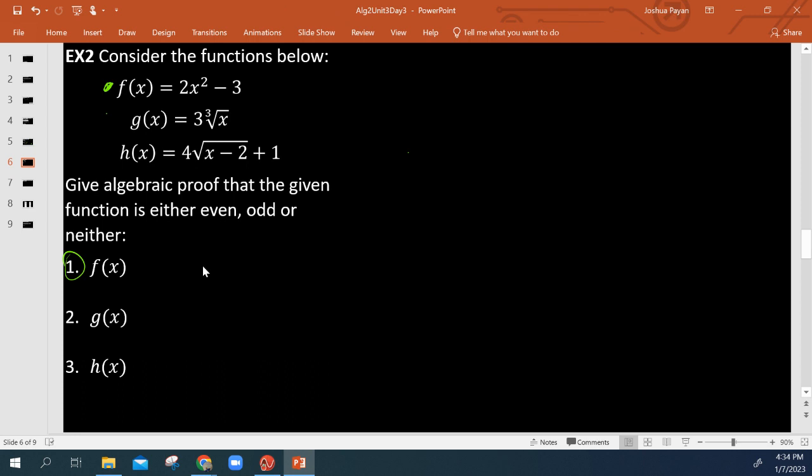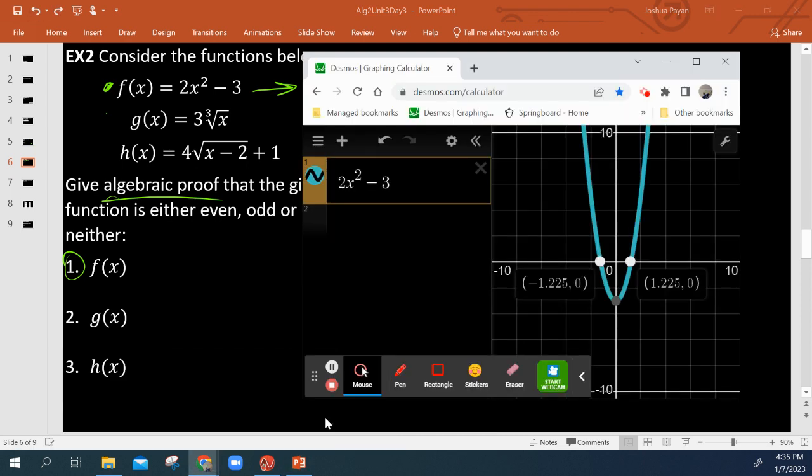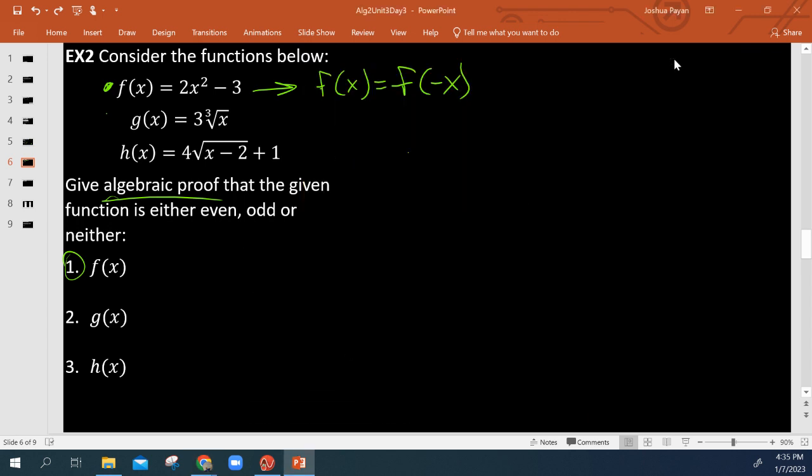But we're asked for algebraic proof, right? So that means if it's even, then f of x should be equal to f of negative x. And you're not going to always know off the top of your head. The only reason I know off the top of my head is just because I love this stuff. I've been looking at this kind of stuff forever. So you're not going to always know; you're going to ultimately just have to try. So f of x should be equal to f of negative x based on what we see here on the graph, just because we have symmetry about the y-axis.